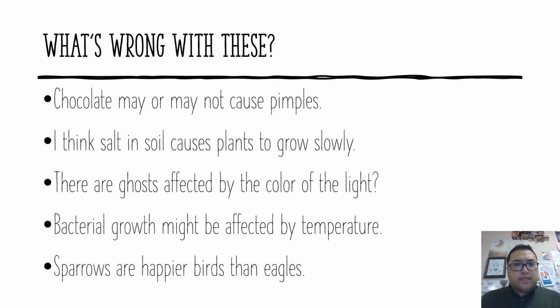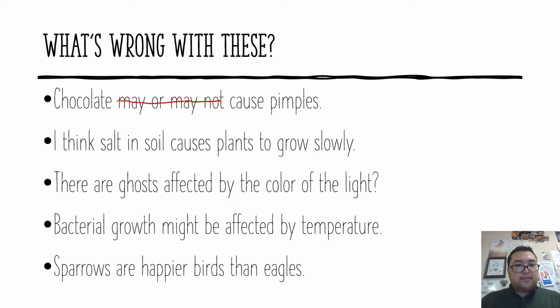So what's wrong with these hypotheses? Again, a hypothesis must take a stance. It must be a testable statement. The first one, chocolate may or may not cause pimples. To make it a better one, we simply cross out the may or may not. It causes pimples. Now we can test it to see if it causes pimples or not. And then we can see if the data supports the hypothesis or opposes the hypothesis.